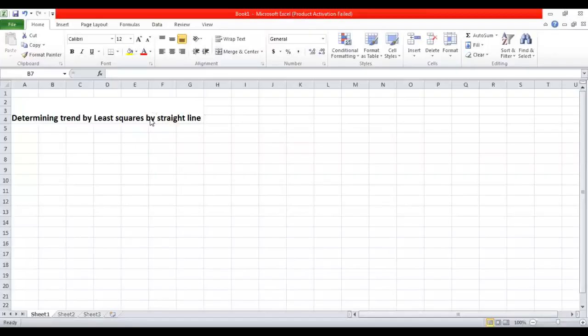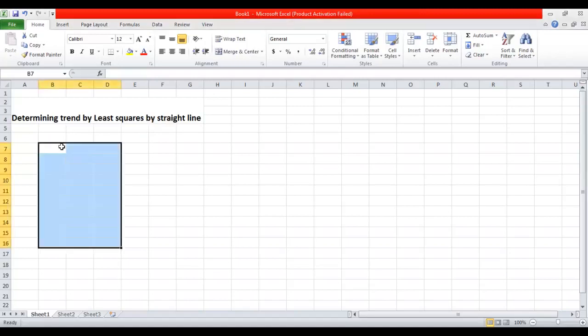Trend values in a time series can be determined by using two methods. The first one is the least squares method and the second one is the moving averages method. In the least squares method, we find the trend values by fitting different types of curves, that is straight line, parabola, exponential and power curves. First we'll determine the trend by fitting a straight line.